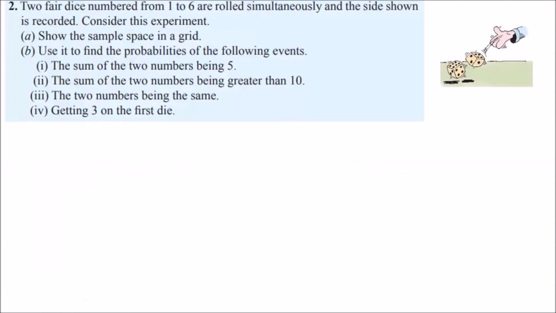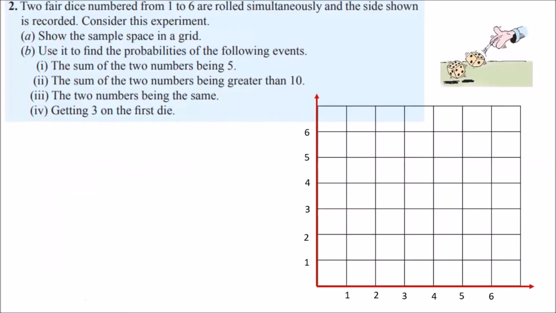Okay, now we are going to toss 2 fair dice numbered from 1 to 6. First we have to show the sample space in a grid. No need to list out. So we are going to represent the sample space on a grid. Now here, from this horizontal axis we can represent the first die, and the vertical one, the second die.